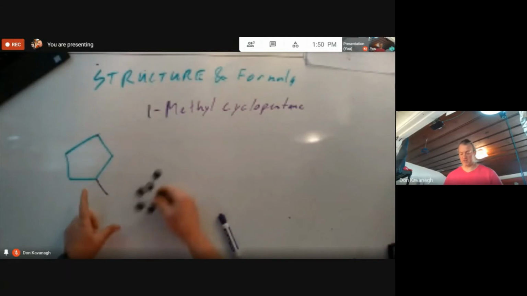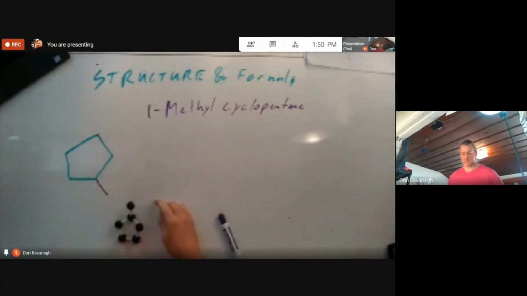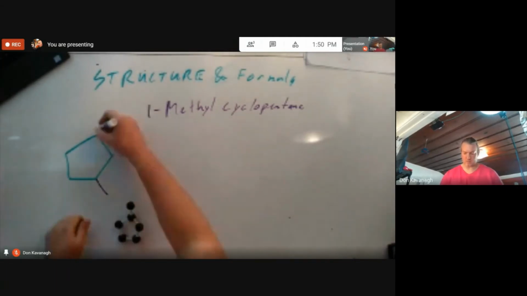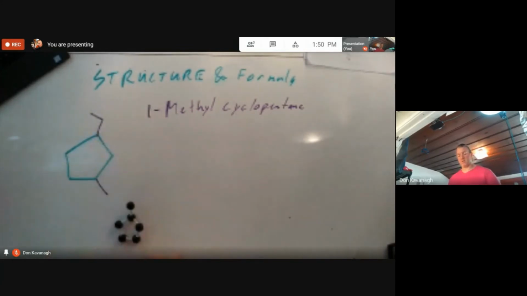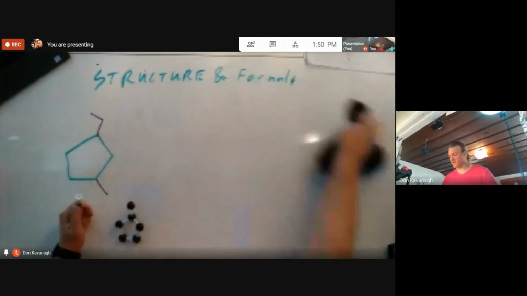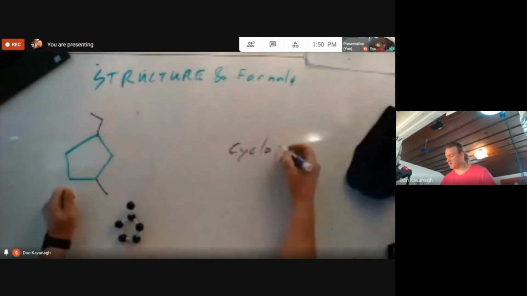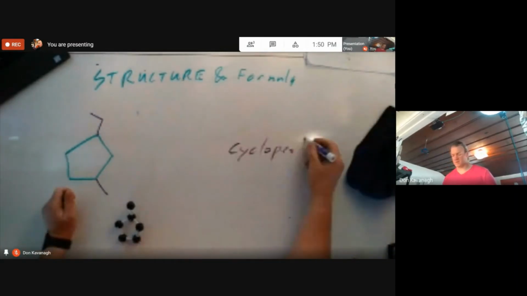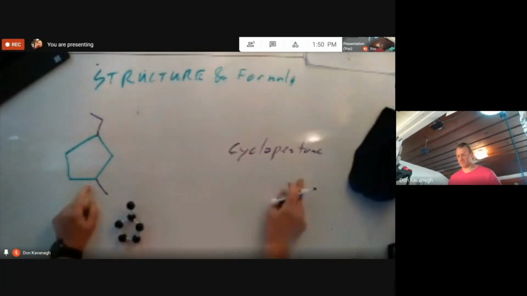Now, if we have another substituent on there, let's say we have an ethyl. So we have 5, 6, 7, 8 carbons in this structure here. So we need to have 8 carbons in our name. We're going to read this backwards. So we still have cyclopentane because that's the parent chain.